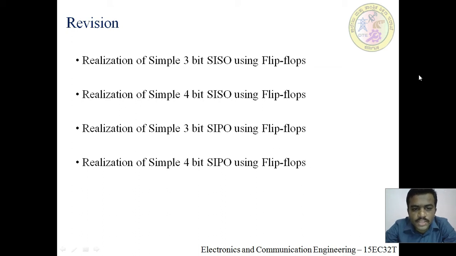In case of serial in parallel out shift register, the data is shifted into the shift register in serial form, but the data is shifted out of the shift register in parallel form. It means that on application of a single clock pulse, one bit of data is loaded into the shift register. The data is shifted out of the shift register in parallel form.